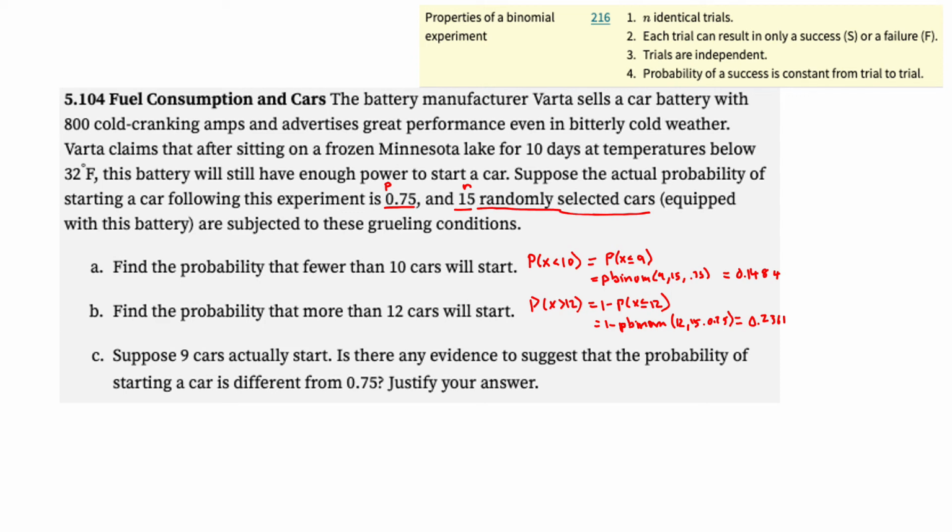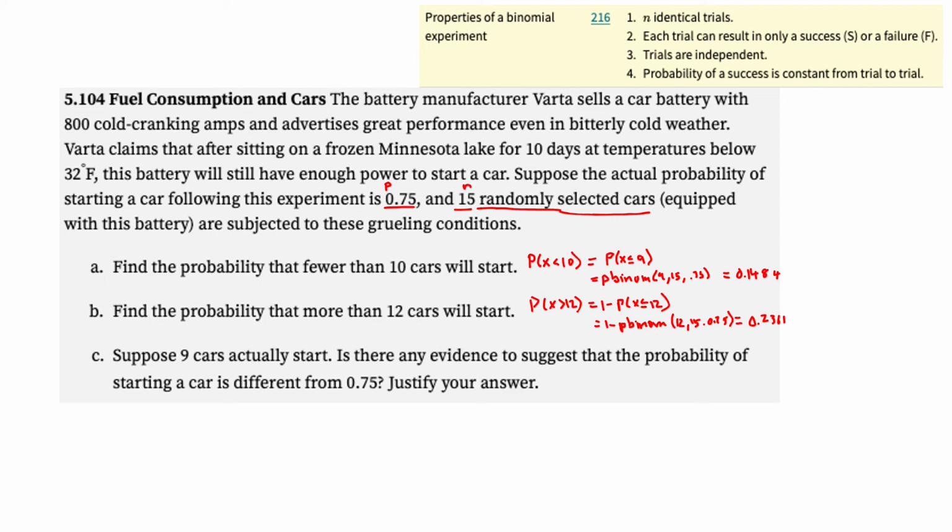We might not have the correct information. So there's a couple things that you guys need to know in order to do these correctly. First of all, when they say suppose 9 cars actually start, what we're actually going to be considering is 9 or a more extreme value. And by extreme, we mean further away from the mean.